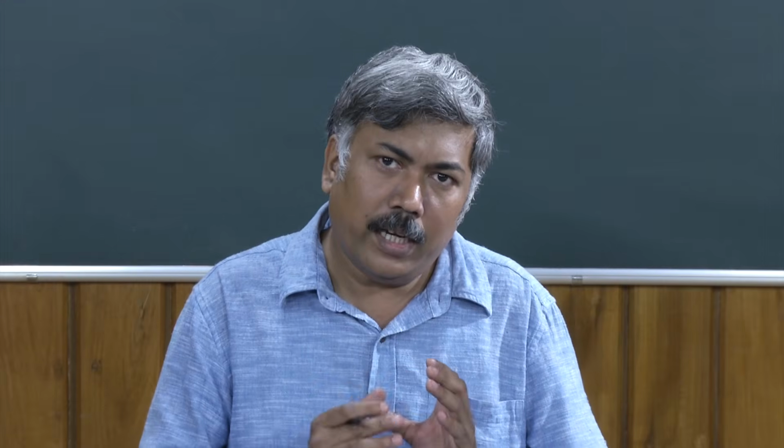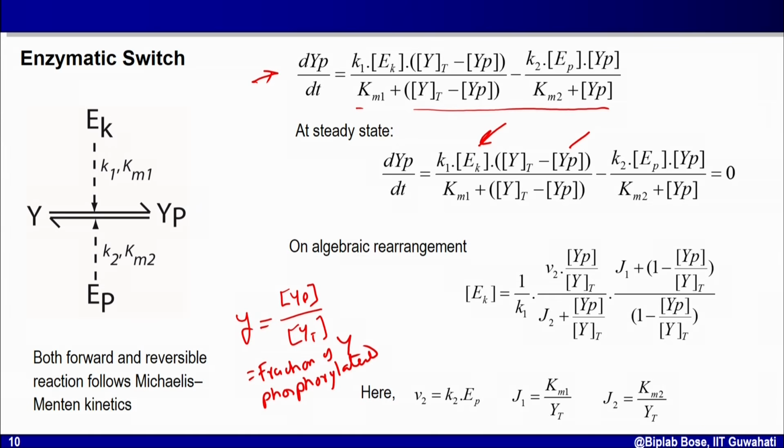So, that is why, and also for the ease of algebra, rather than keeping Yp separate, we have made it a ratio of Yp by Yt, and that can be done easily algebraically from this relation, and I can get this whole algebraic relation that you have seen here. Now, these look a bit complicated, and I have done some simplification also. For example, V2 is actually nothing but K2 into Ep. Obviously, K2 is a rate constant. Ep is also a constant because of the concentration of the phosphatase enzyme.